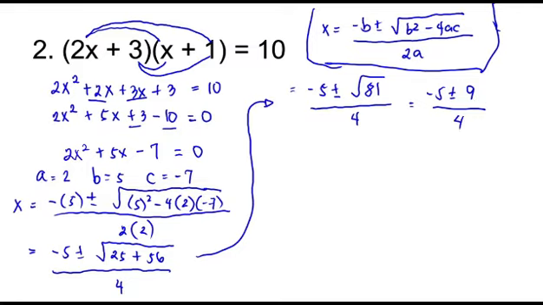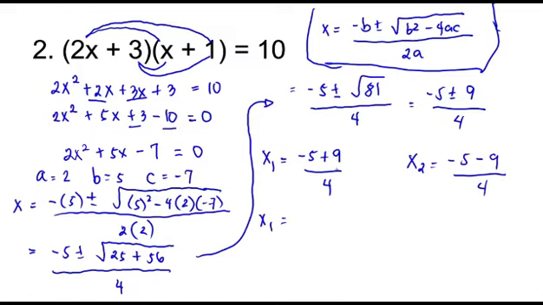Kapag ganyan na siya, pag-ibahin na natin yan. So, we will have x sub 1, yung una gagamitin natin is yung addition. So, we have negative 5 plus 9 over 4. Tapos, yung x sub 2 natin, gagamitin natin yung subtraction naman. So, we have negative 5 minus 9 over 4. So, simplify muna natin yung x sub 1. Numerator is negative 5 plus 9, so that is positive 4 over 4. Copy. And then, simplify. 4 divided by 4 is 1. So, the first root or the solution is 1.